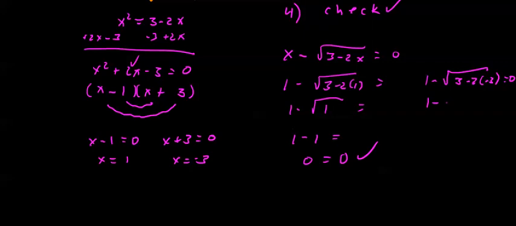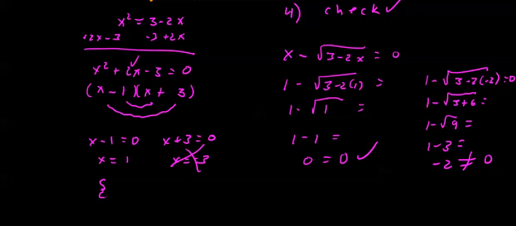Next one, 1 minus the square root of 3 minus 2 times negative 3. 1 minus the square root of 3 plus 6. 1 minus the square root of 9. And 1 minus 3. Negative 2 is not equal to 0. It's an extraneous solution. Cross it off. Our answer is 1. All right? Use the curly brackets and make sure you show your check.